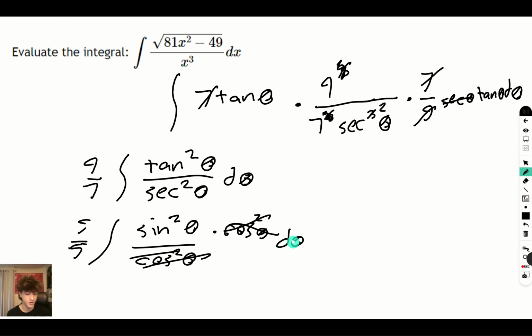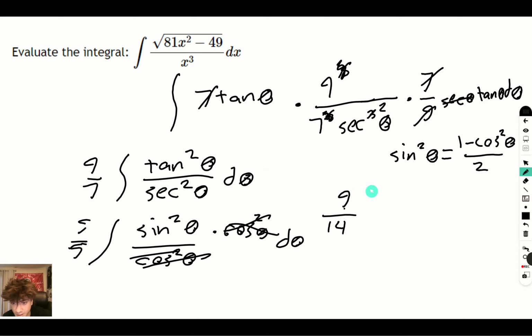And here is where the equation I gave you guys earlier comes in very useful. Sine squared theta is equal to 1 minus cosine 2 theta over 2. So now we can just take this 2 out to the outside. We'll get 9/14 integral of 1 minus cosine 2 theta d theta.